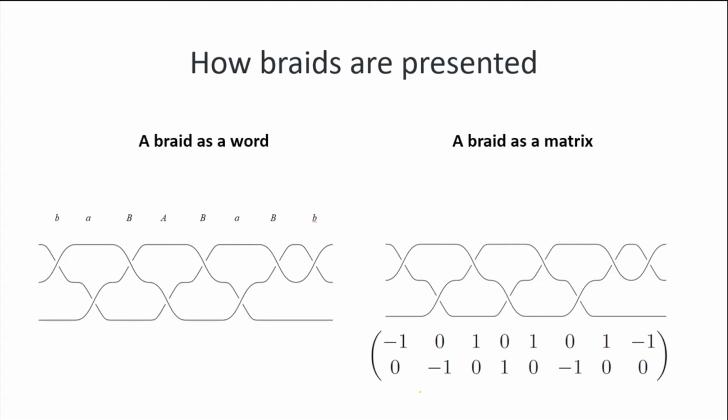We are not really studying visual recognition. We want to see how the computer copes with the mathematical part of the problem. So we represent a braid or something else, either as a word or as a matrix, depending on what is better.